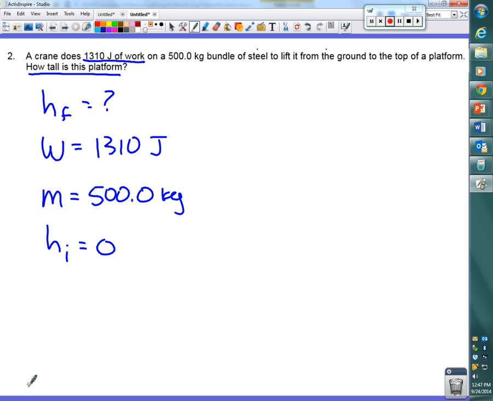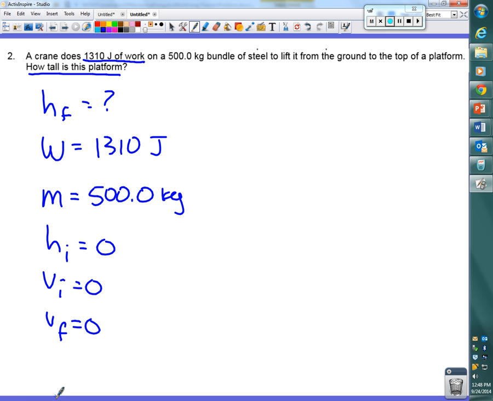Less obvious in this problem, all right? What was the bundle of steel doing before the crane picked it up? It's at rest, right? So the initial velocity is 0, right? The crane picks it up and it moves while the crane is picking it up, but then the crane dumps it on top of the platform. What's it doing at the end of the situation? It's at rest again, right? So that means that the initial velocity is 0, but also the final velocity is going to be 0. Okay? Good there. All right.